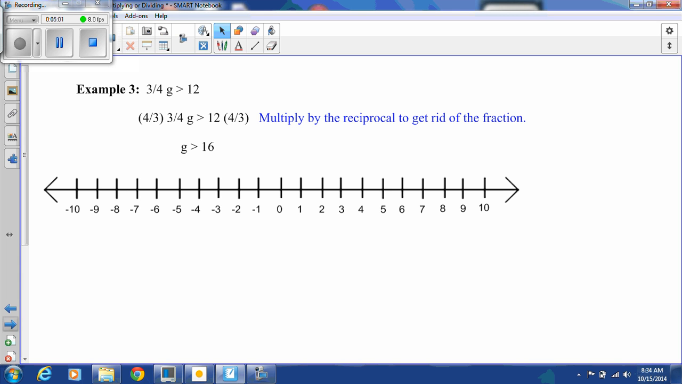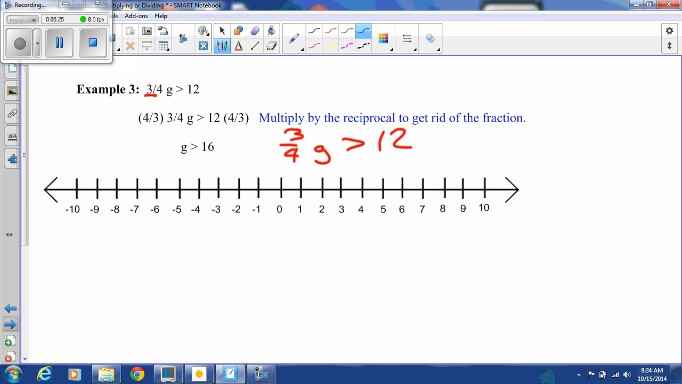I'm doing one more example of this type because I want you to remember what to do when you have a fractional coefficient. When you have a coefficient that's a fraction, you want to get rid of it. And the quickest way to get rid of it is to multiply both sides by the reciprocal. So I'm going to write this again to illustrate that. I'm multiplying both sides by the reciprocal of 3/4, which is 4/3.